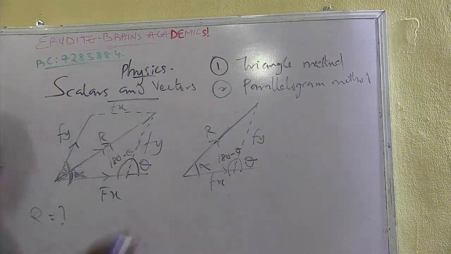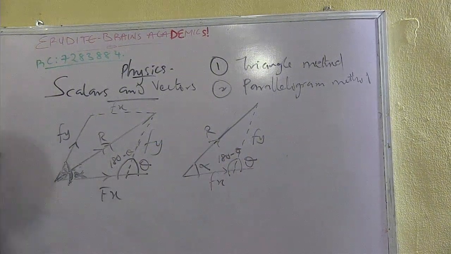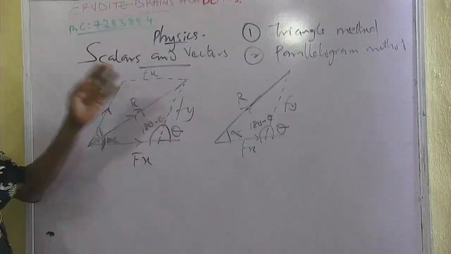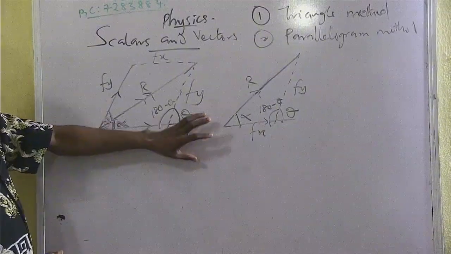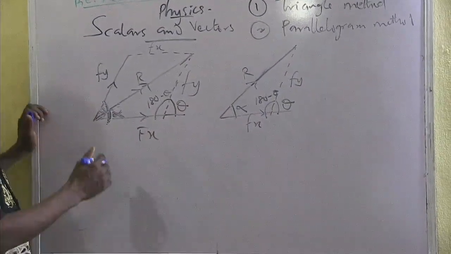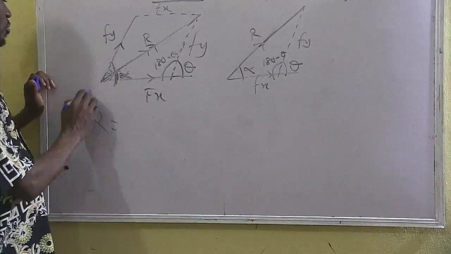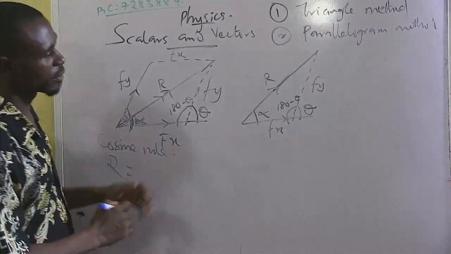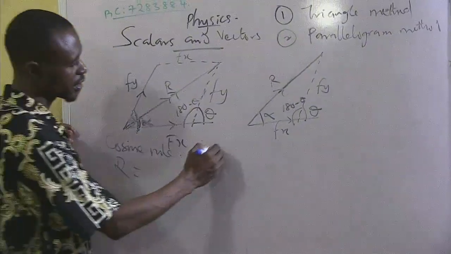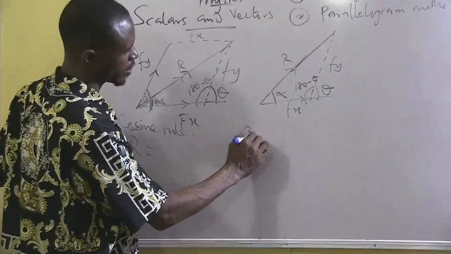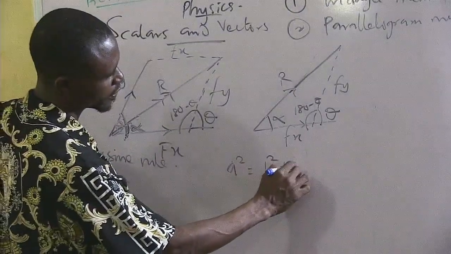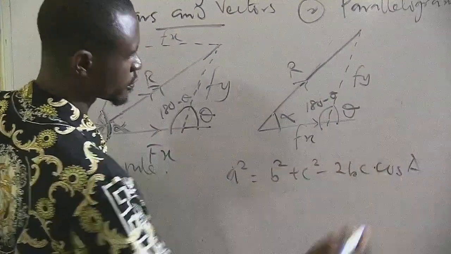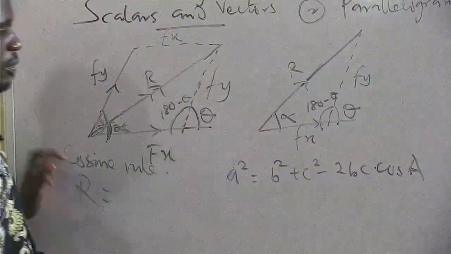If I want to get my R, there's a general formula that you just need to know. Consistently after this explanation, I'm not going to be talking about how to get this formula again. I'll just be launching into the formula straight. Now to get your resultant R, you are going to use the cosine rule. Normally the cosine rule says that a squared is equal to b squared plus c squared minus 2bc cos A. That is your cosine rule.